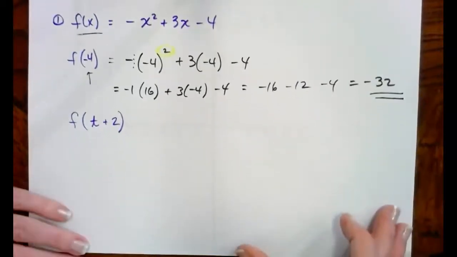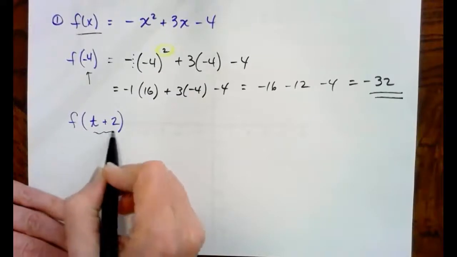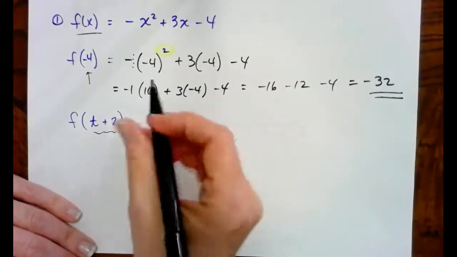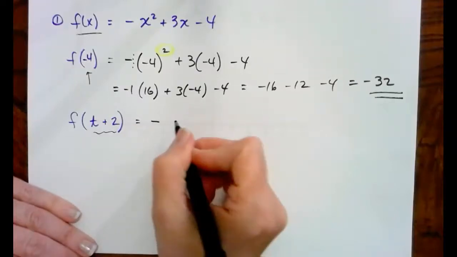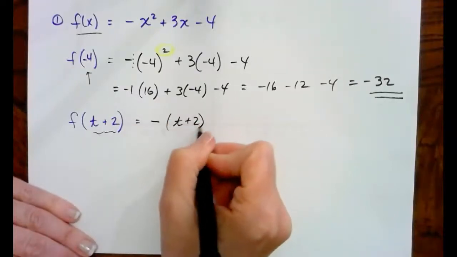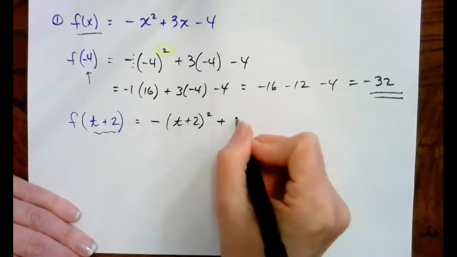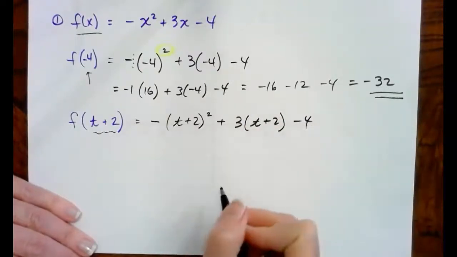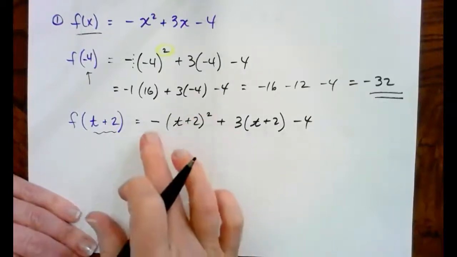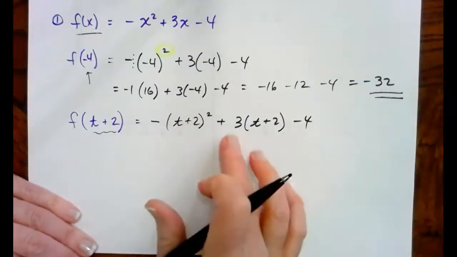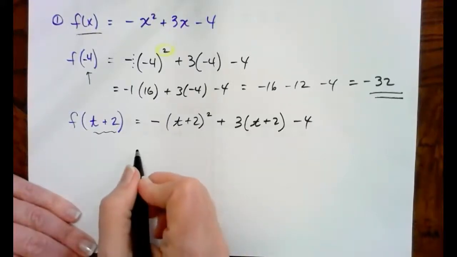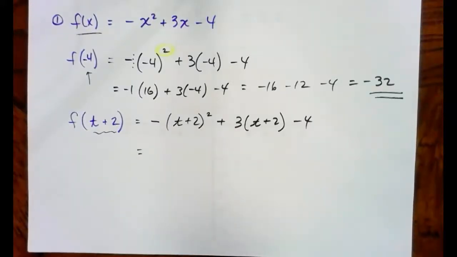Let's keep going, and now let's plug in this expression t plus 2 as an input. So the opposite of t plus 2 squared plus 3 times t plus 2 minus 4. We're squaring it, multiplying it by -1, multiplying it by 3, and then subtracting 4. That's what we're doing to the input when we evaluate this function.